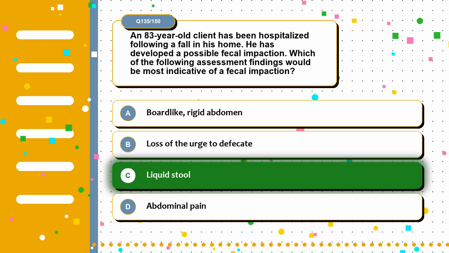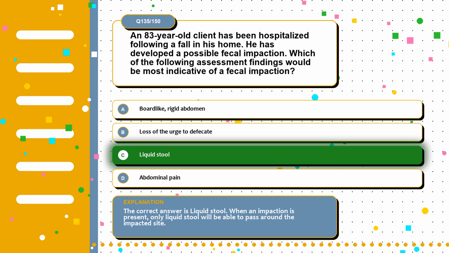The correct answer is option C. Liquid stool. The correct answer is liquid stool. When an impaction is present, only liquid stool will be able to pass around the impacted site.